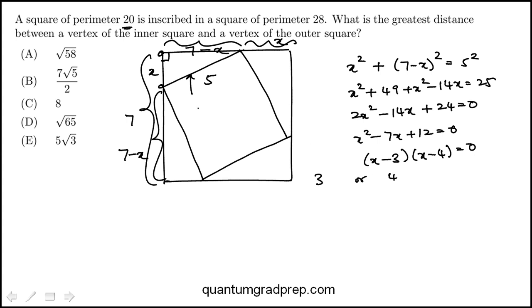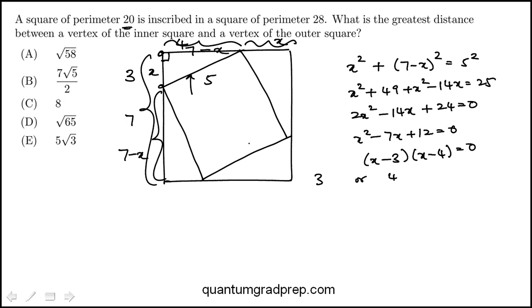Two possible values. But they will actually give you the same square. Just that the x, if this is say 3, then that becomes 4. So if this is 4, that becomes 3. So it's really the same. So it's actually a 3, 4, 5 triangle.